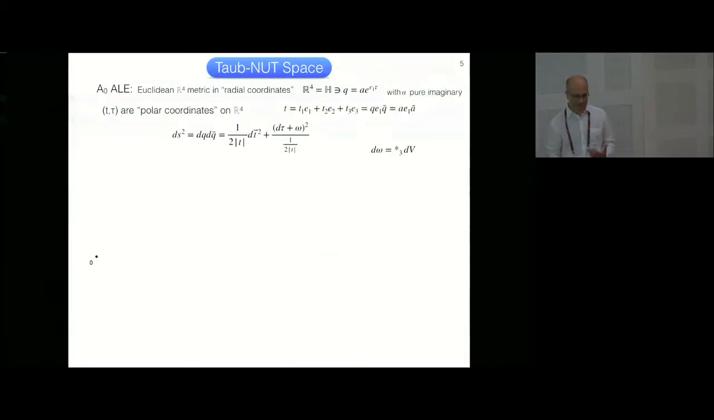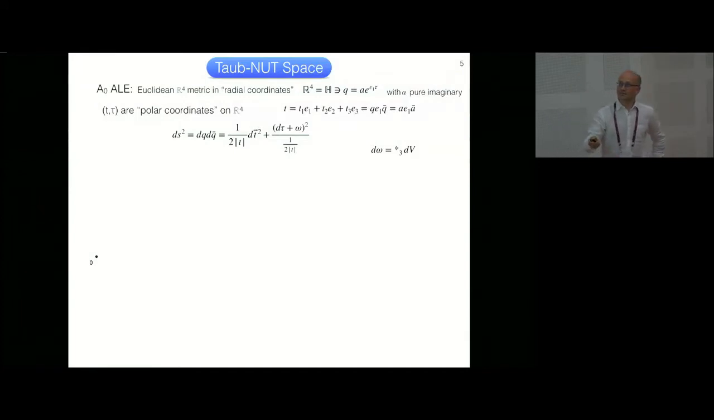Now, I'm interested in this interplay of gauge theory and gravity and gravitational background. So we would particularly be interested in backgrounds which are not flat, not R4, not T4, but actually have some curvature. And let's look at some simplest example. So as a warm-up, let's look at R4 in radial coordinates. So let's look at Euclidean R4. And the name for this space in the current argument will be A0 ALE space.